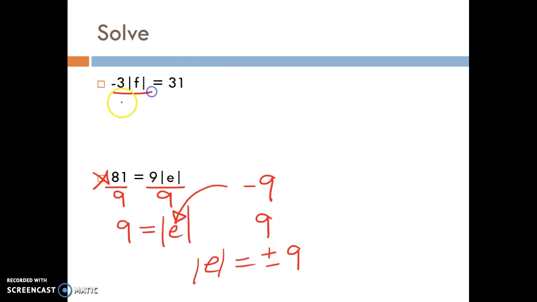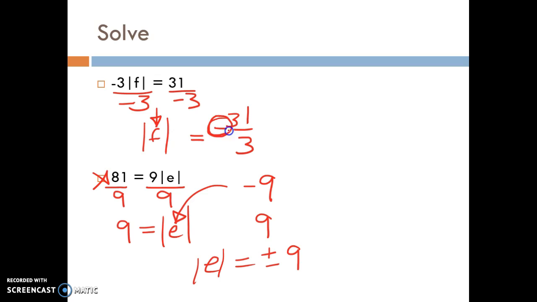Now up here, first strategy is to get our absolute value by itself. The absolute value is equal to -31/3. Is there anything that we could put inside absolute value bars that will equal a negative? No, this is impossible. No solution. All right.